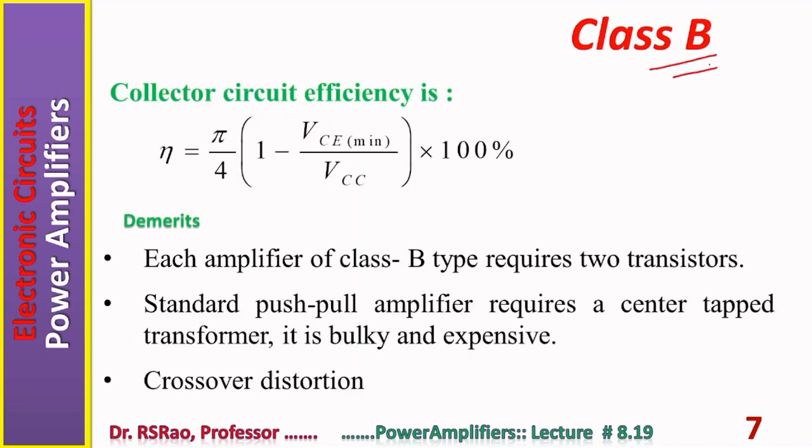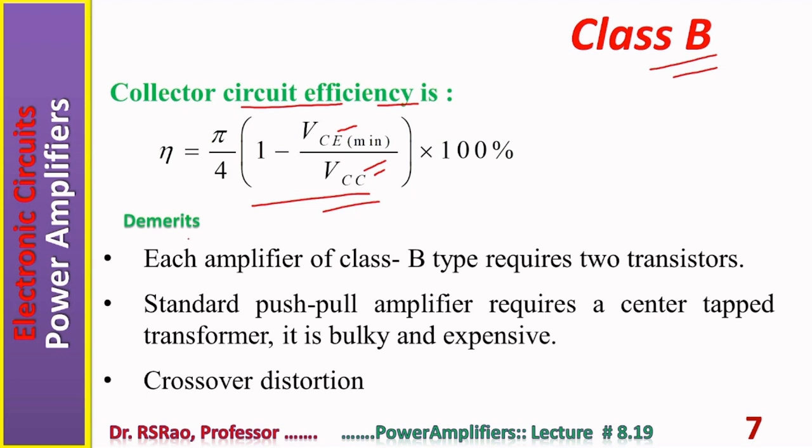In case of class B operation, collector circuit efficiency is given by this formula. Eta equal to pi by 4 times (1 minus VCE minimum by VCC). These symbols have their usual meanings.